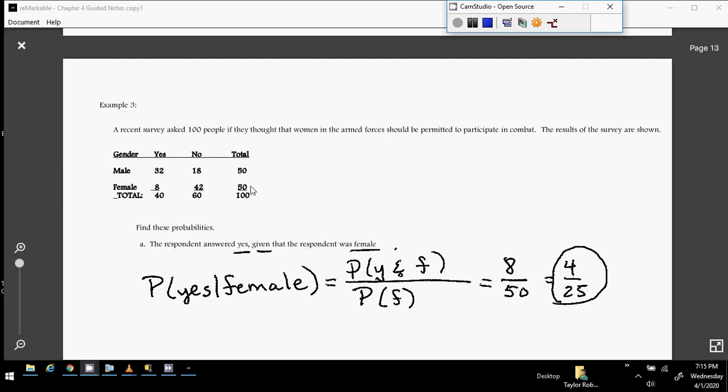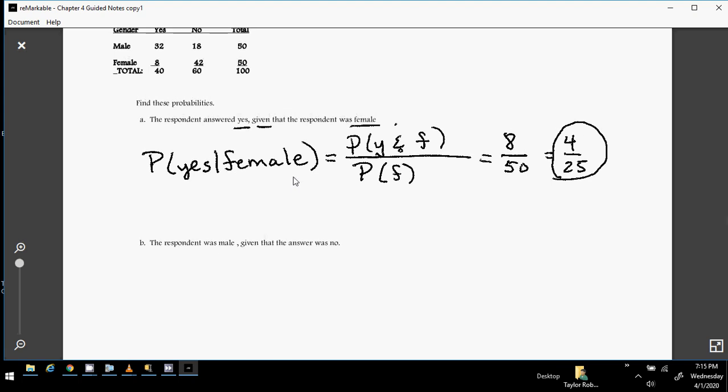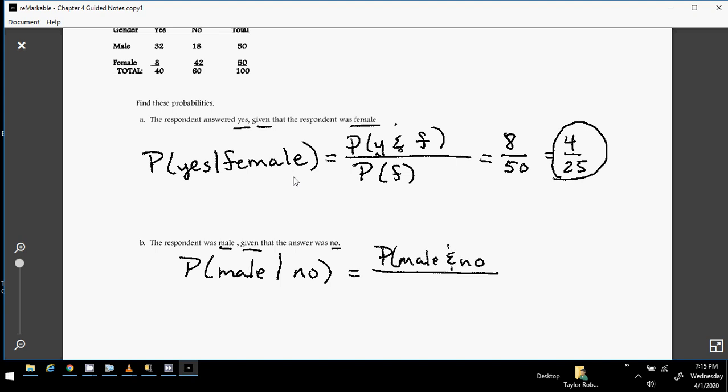Okay, so for the next one, it is respondent is male given no. Male given no. So we would write that. Male given no. Okay, so probability of both on top. So male and no. And then on the bottom, out of these two, that will be no. Male over no. Okay, so male and no on top. Alright, no on the bottom.